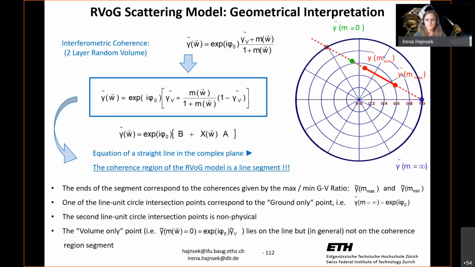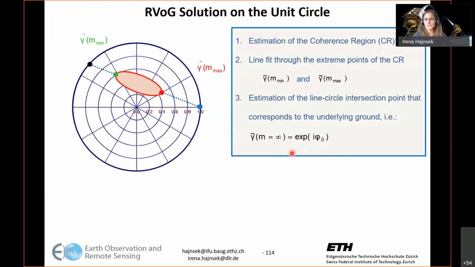Okay, let us now very shortly explain how we do the inversion using the model that I've explained in the unit circle. So what we do in the first row is we use the data, estimate the coherence region, and plot the data into this unit circle.